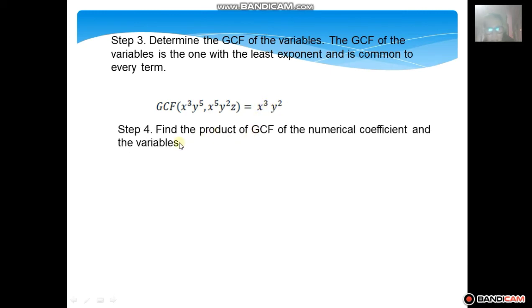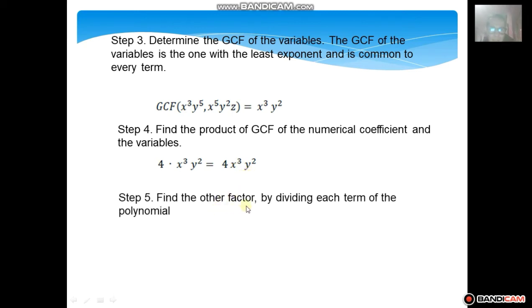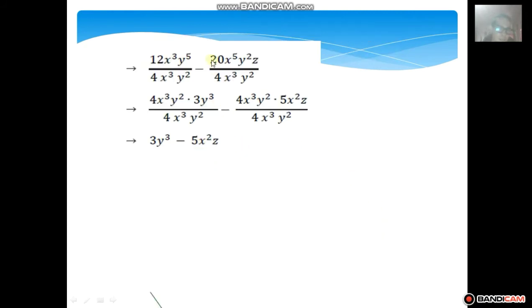Then next step, find the product of the GCF of the numerical coefficients and the variables. So we will multiply. This is the GCF of the numerical coefficients, and this is the GCF for the variables. By multiplying, this is the result. This is the product: 4x cubed y squared. Then next step, find the other factor by dividing each term of the polynomial. So this is the polynomial again. Then we will divide this polynomial by our GCF. These are the process.